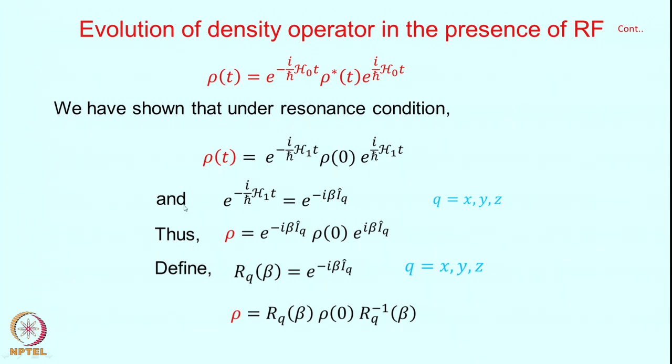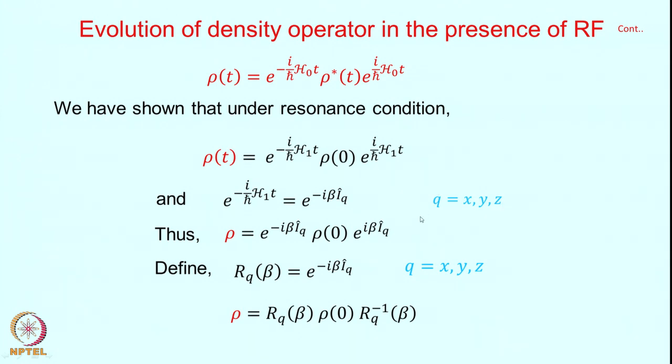And we also demonstrated that e to the minus i by h cross H1 t essentially represents a kind of rotation operator, e to the minus i beta Iq. We will explicitly demonstrate that further, how this will represent a rotation. Okay. And therefore, having said this, we will say rho of t is equal to e to the minus i beta Iq, rho of 0, e to the i beta Iq. Notice here q can be x, y or z.